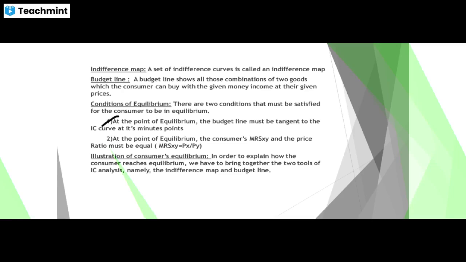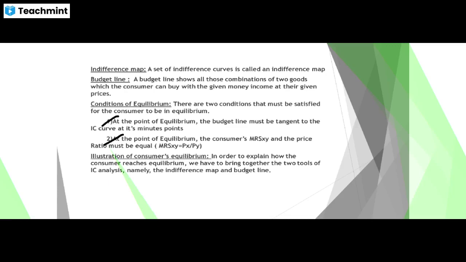The first one: at the point of equilibrium the budget line must be tangent to the IC curve at its minimum point. So the budget line has to touch the IC curve at the IC curve's minimum point. And the second condition: at the point of equilibrium, the consumer's MRS, marginal rate of substitution of X and Y goods, and the price ratio must be equal. So marginal rate of substitution and price ratio both should be equal. These are the two conditions.